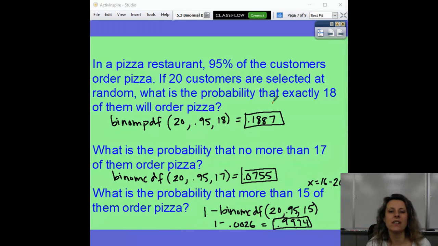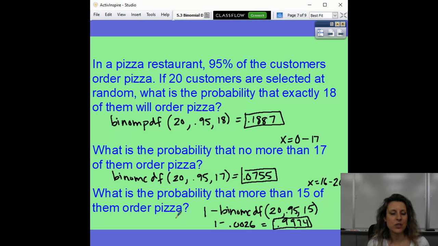Okay, hopefully you've had enough time. The first one, we do a binomial PDF of n equals 20, with an answer of 0.9518. With number 2, it was a binomial CDF of n equals 20, probability 0.95, x equals 17, no more than 17. We want the x values from 0 all the way up to 17.